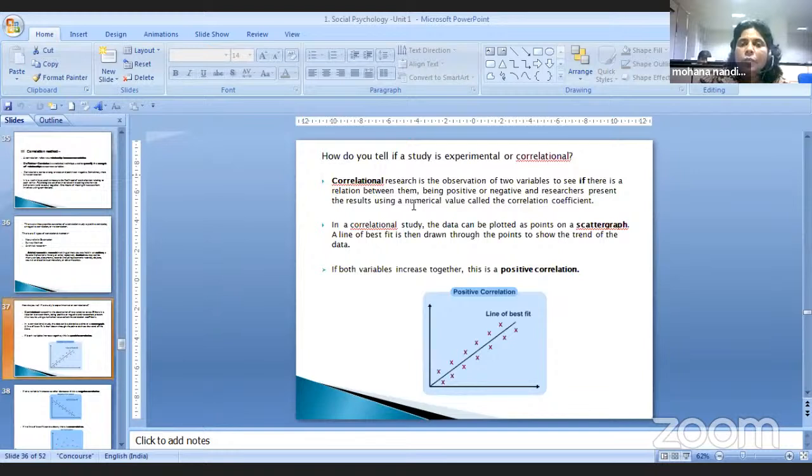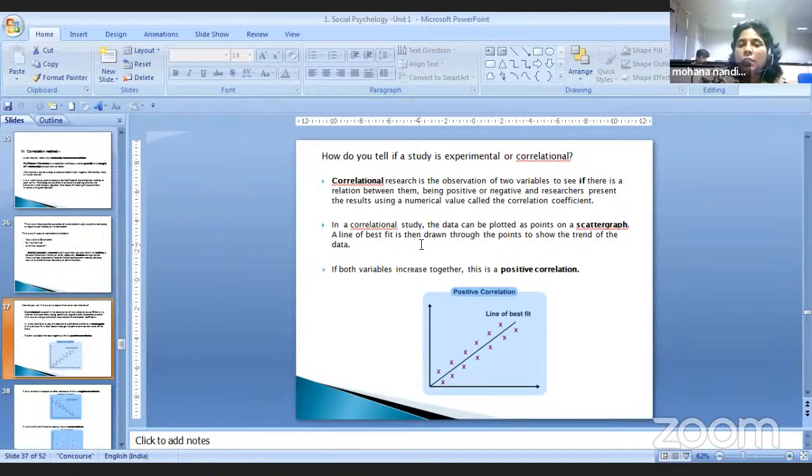Next, in correlation, how do you tell if a study is experimental or correlational? This is the positive correlation. Correlation leads us to the observation of two variables to see if there is a relation between them, being positive or negative, and the researcher presents the results using a numerical value.